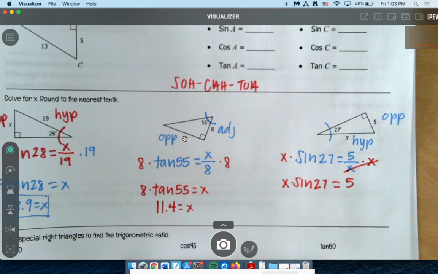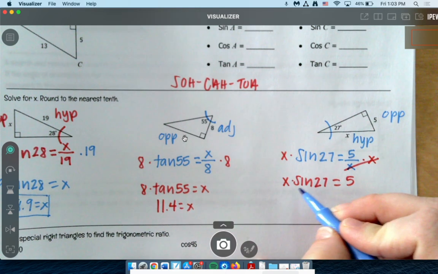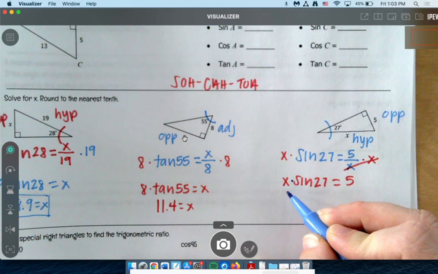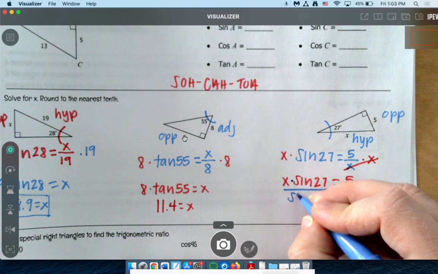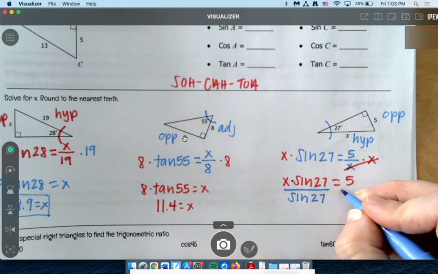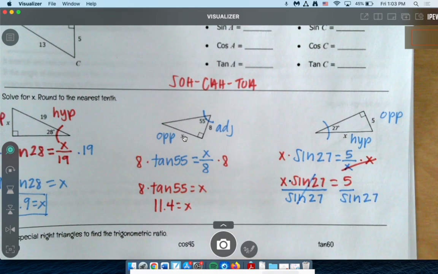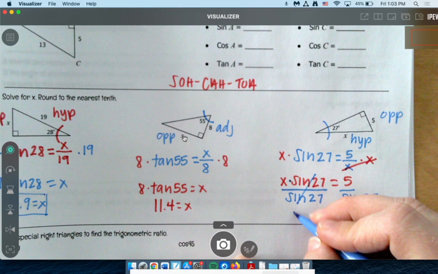And then remember, you guys, if you can multiply by the sine of 27, you can also divide by it, right? So how do you undo multiply? We divide. Yep. So divide both sides by sine of 27 degrees. The left side, those are just going to cancel away. So you're just going to be left with x.